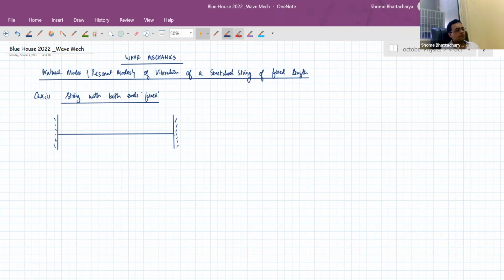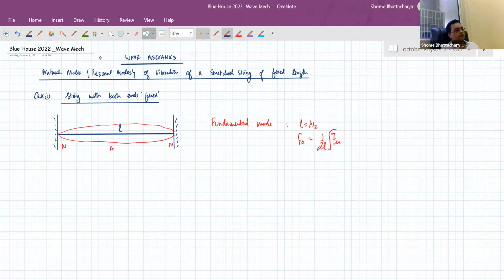So the fundamental mode here will look like this, the mode in which it can vibrate like this, where the two ends are nodes and the midpoint is an antinode. So this will be the case of the fundamental mode, where the length of the string becomes lambda by 2. So the frequency of the fundamental mode becomes 1 by 2L square root T by mu.